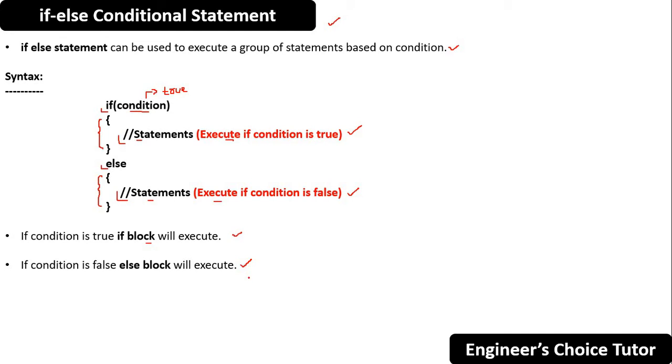Fine. So if-else is also called the selection statements. Why? Because if the condition is true, then select this statement and run it. If the condition is false, then select this statement and run it. So that is the reason I am saying it is also called selection statements. Clear?